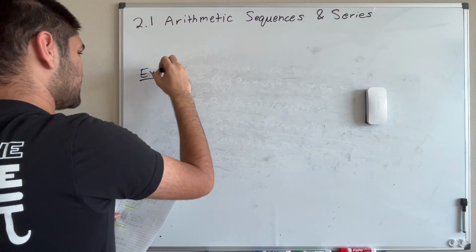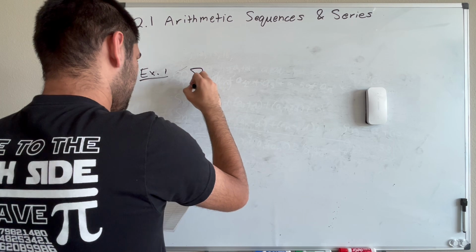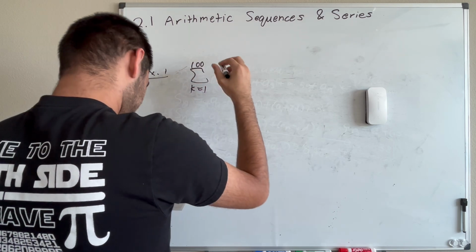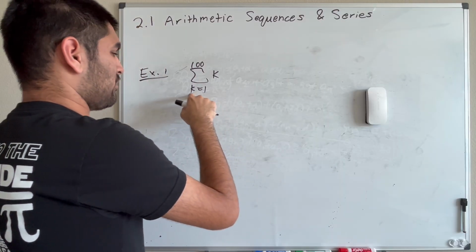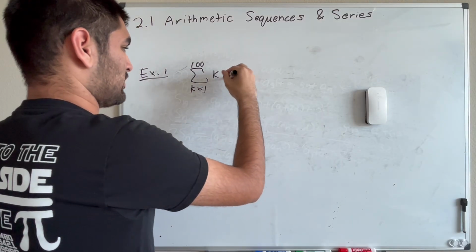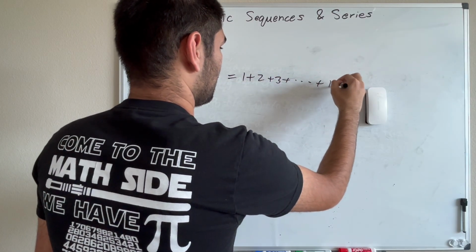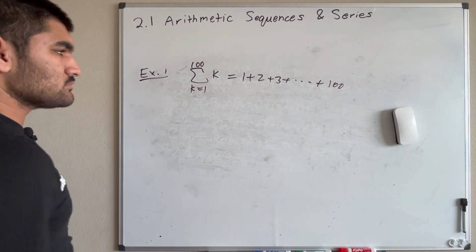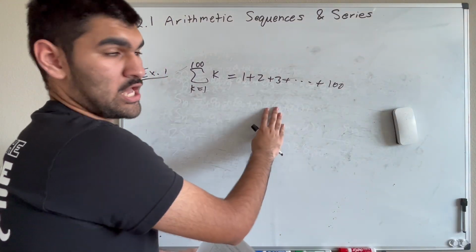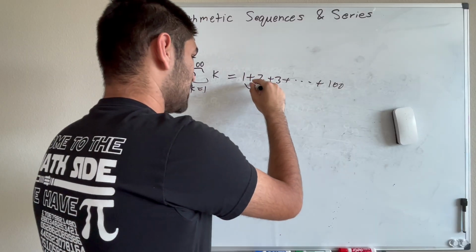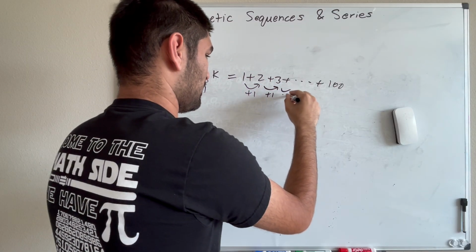So I'll use sigma notation. If I give you something like this, it is basically just saying the sum as k goes from 1 to 100 of k. So this is just like saying 1 plus 2 plus 3 and so on all the way until 100, right? First of all, notice how this is an arithmetic sequence, because each time to get the next term, we're just adding 1.